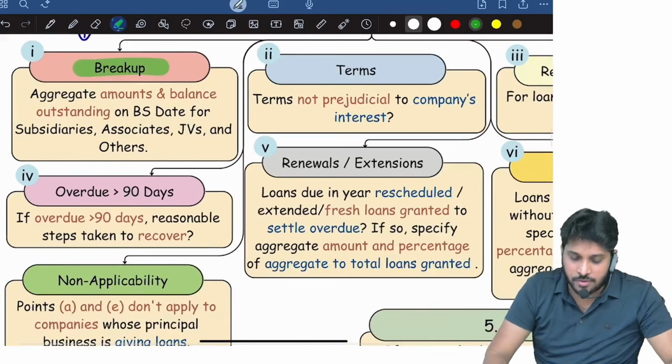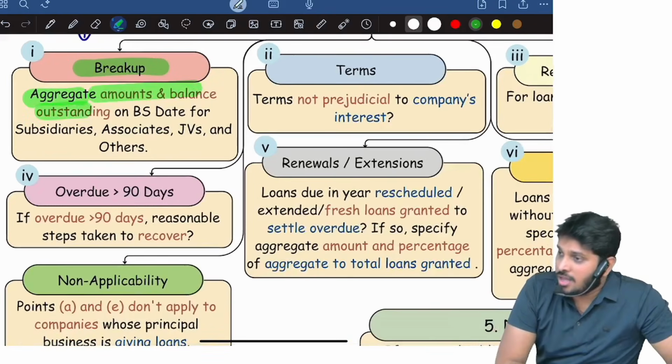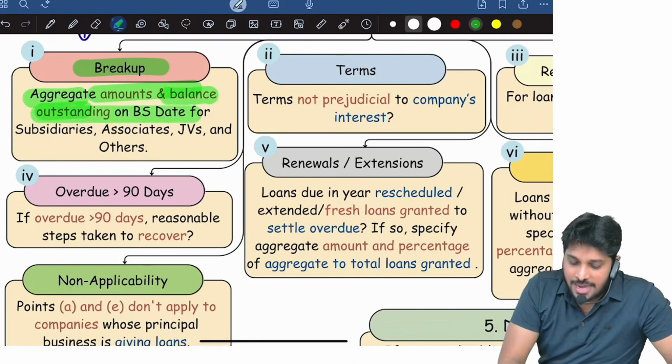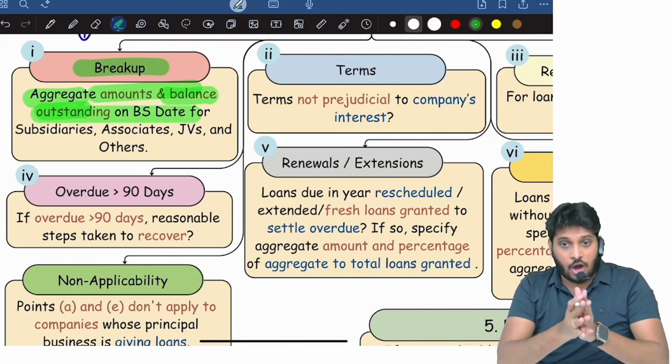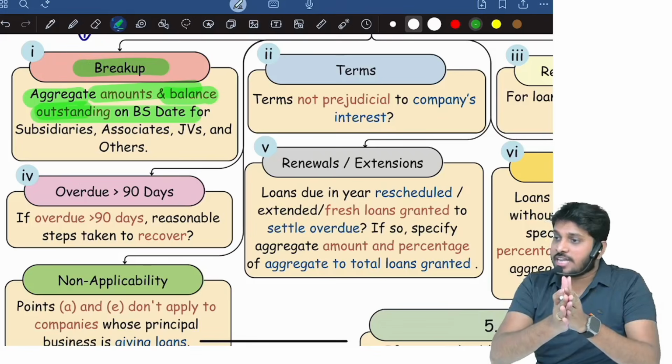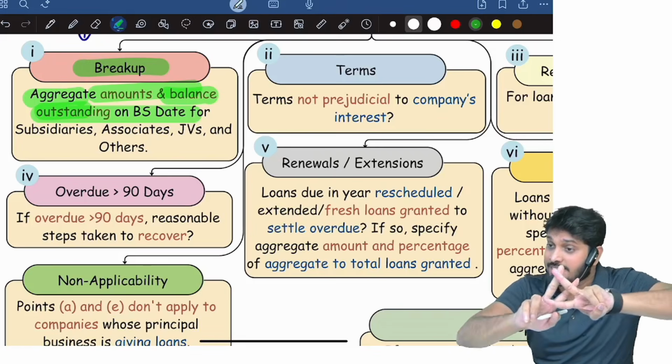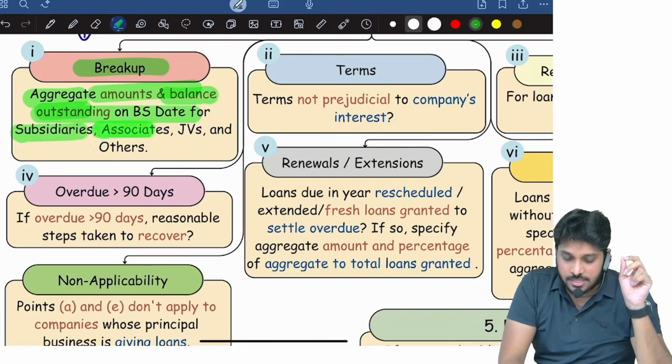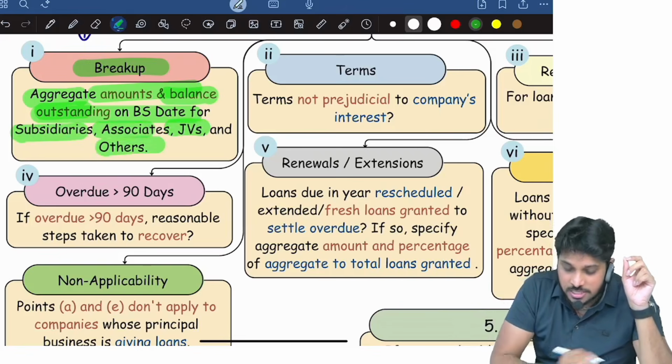What breakup should you give? How much aggregate amounts were given? And what is the balance outstanding? You should give how much total loans the company gave, what is outstanding on the balance sheet, give that data. Now split that data into 2 parts. How much is given to subsidiaries, associates, joint ventures, and how much is given to others.